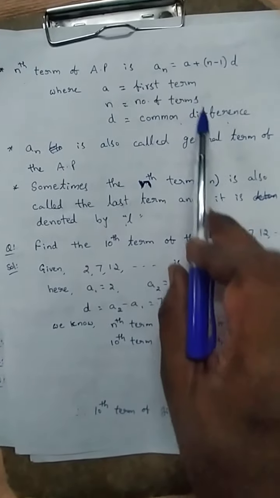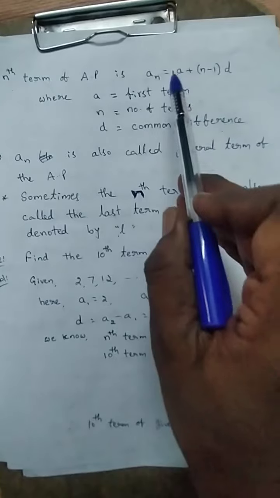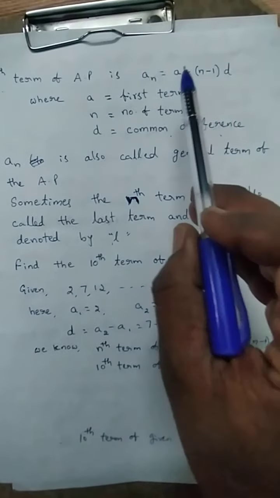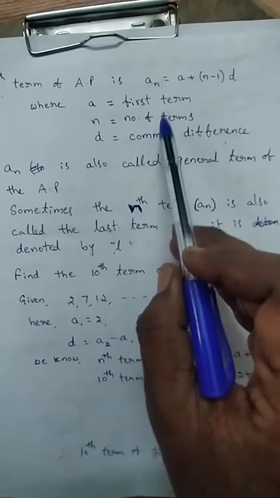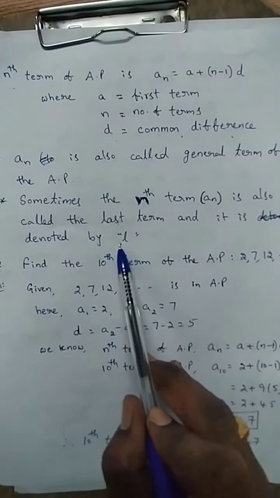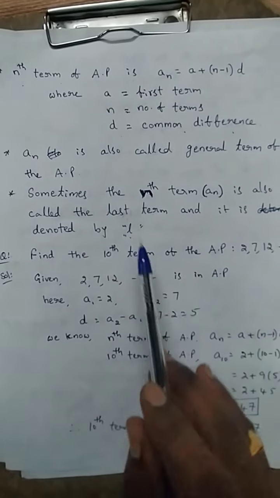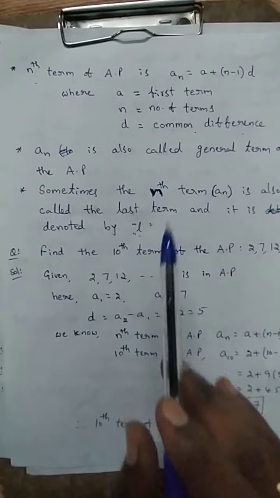So the general term of the arithmetic progression, the nth term, and the last term of the arithmetic progression all use the same formula. The last term is denoted by the small case letter l. We can't use the capital letter.